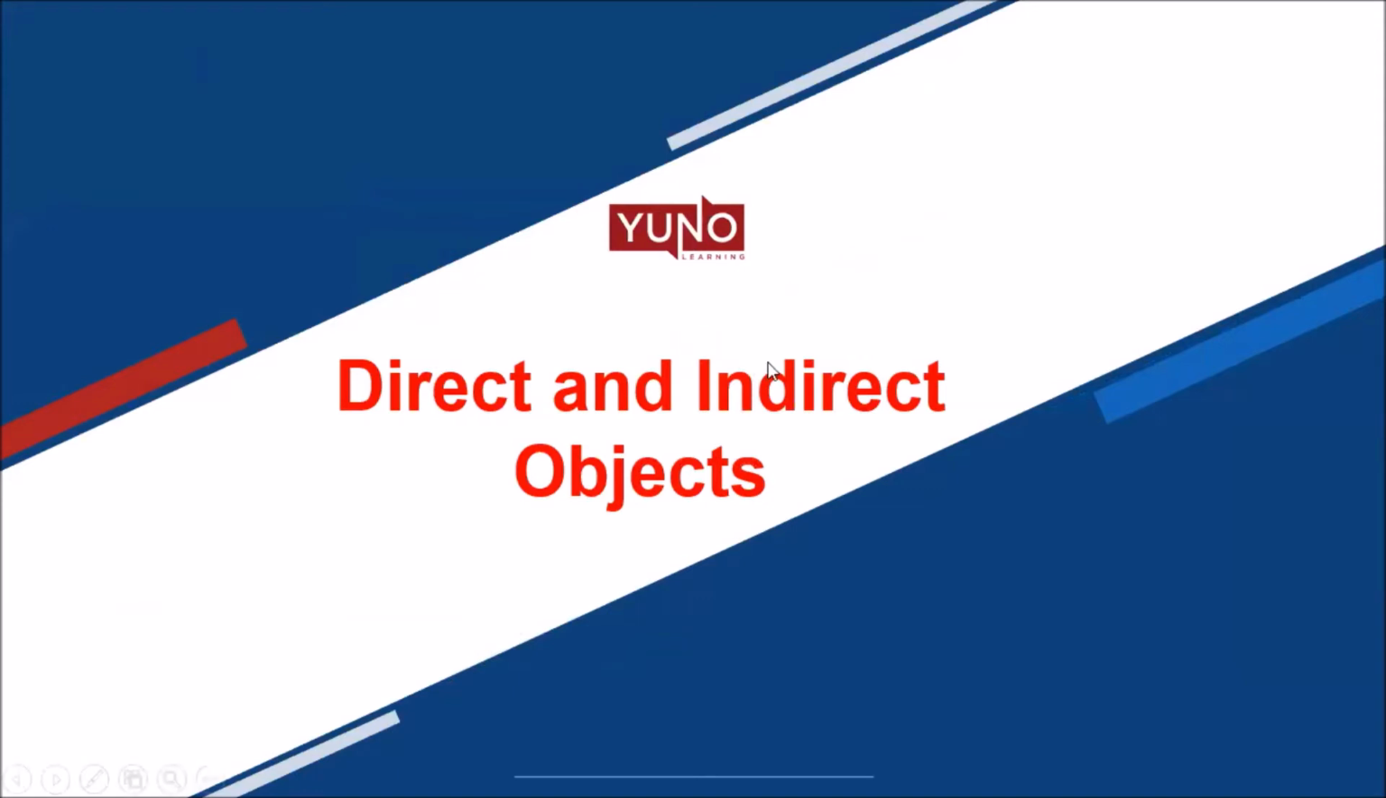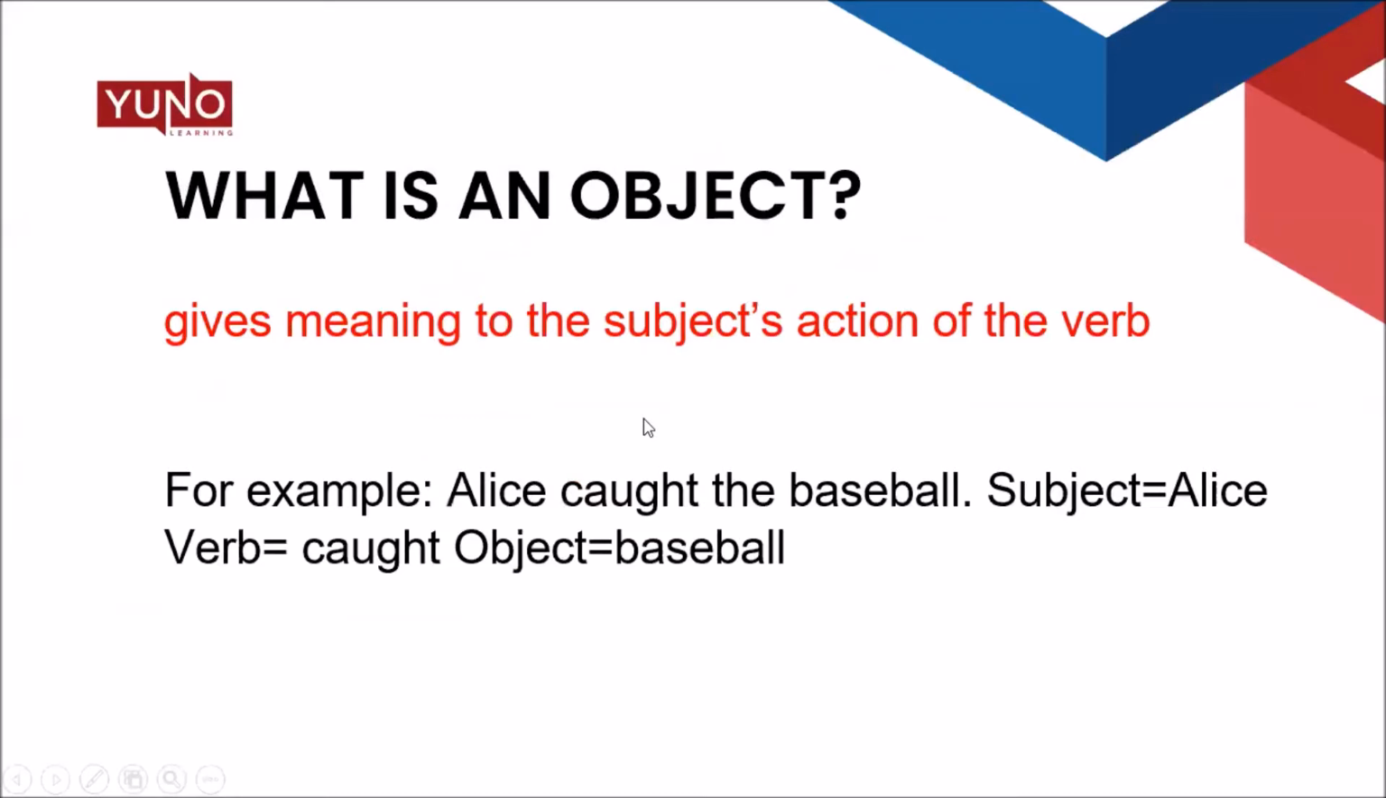Today, we are going to talk about direct and indirect objects. But first, let's understand what is an object. An object is the part of a sentence that gives meaning to the subject's action of the verb.